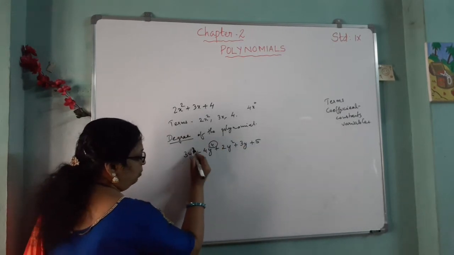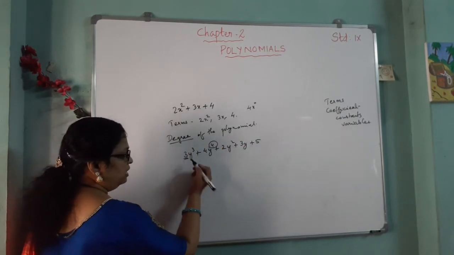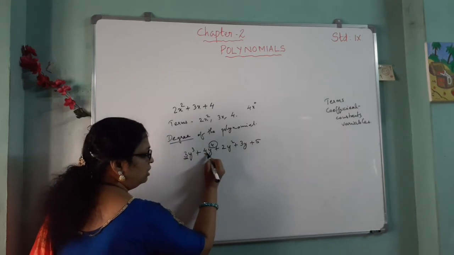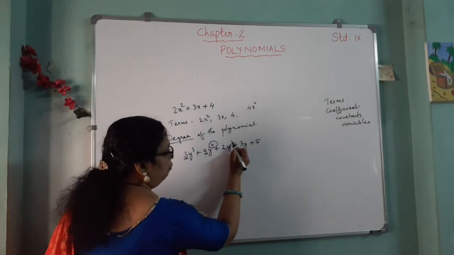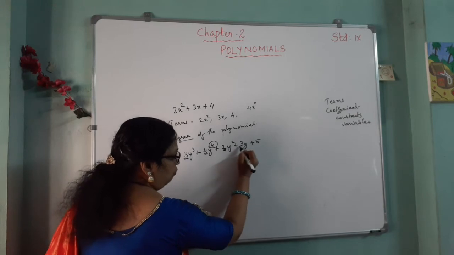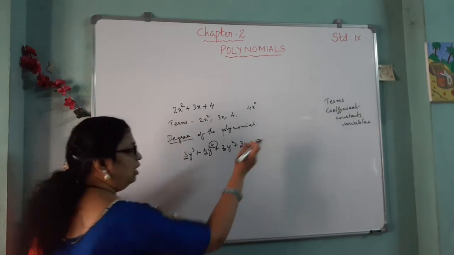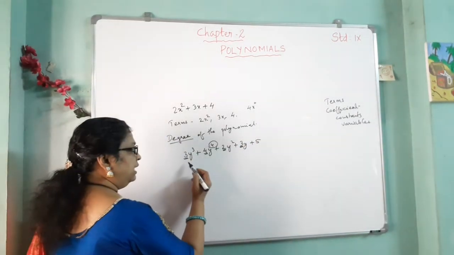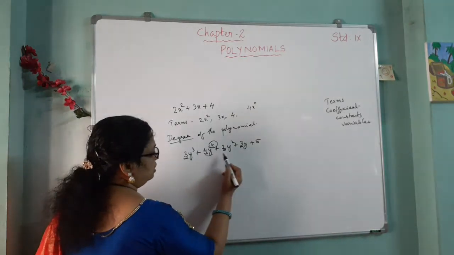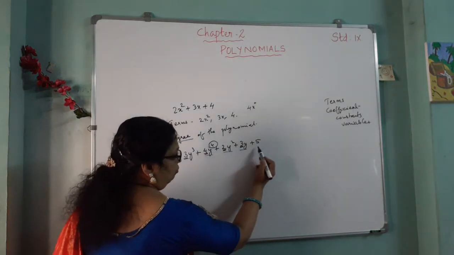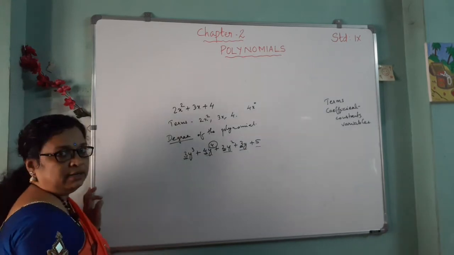And the coefficient of y cube is 3. Coefficient of y raised to 4 is 4. Coefficient of y square is 2. Coefficient of y is 3. This is the constant term. And how many terms? 3y cube, 4y raised to 4, 2y square, 3y, 5. That is 5 terms are there.